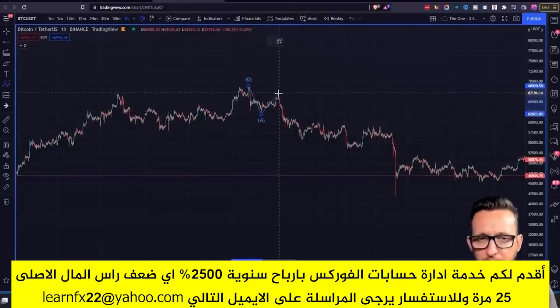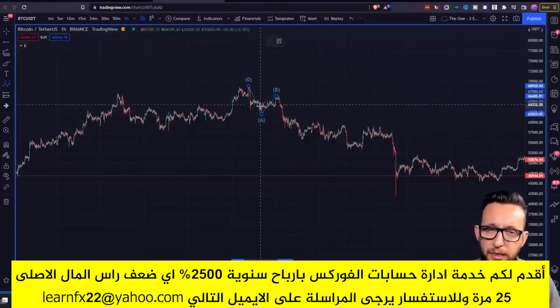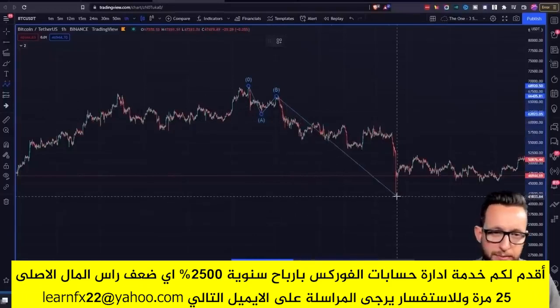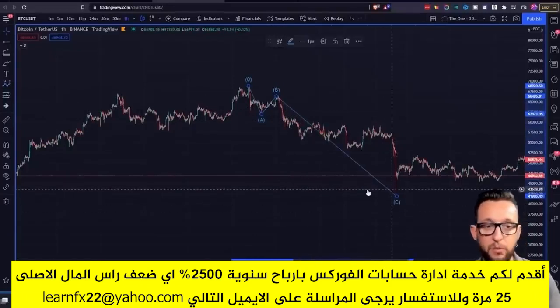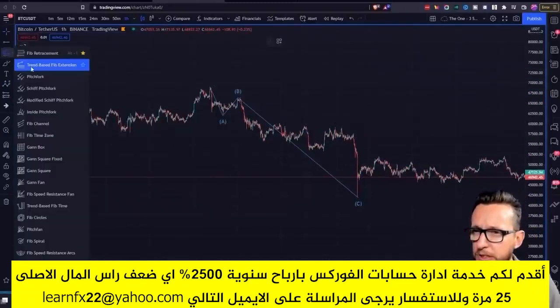And we are making a new lower high here. So this is going to be a reversal towards the downside, and we're going to be trying to predict the length of this C here. So if I put the C on what's actually been made, what we're going to do is take a Fibonacci, a trend-based Fibonacci extension.